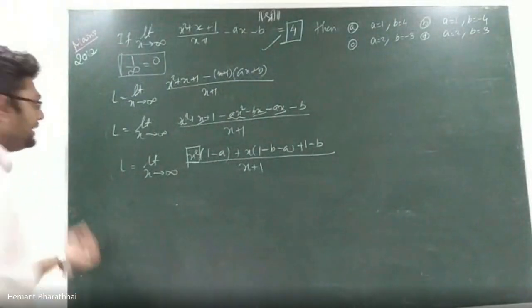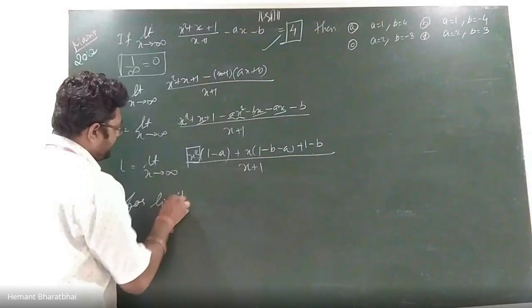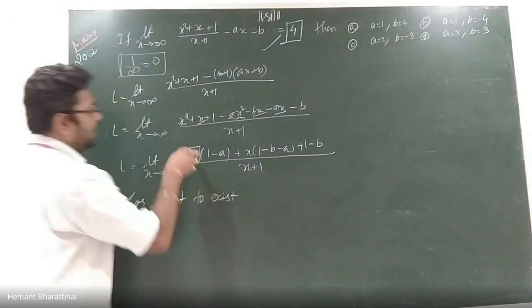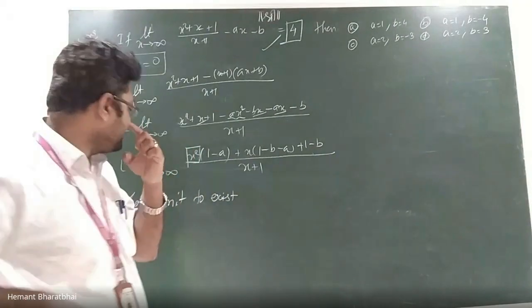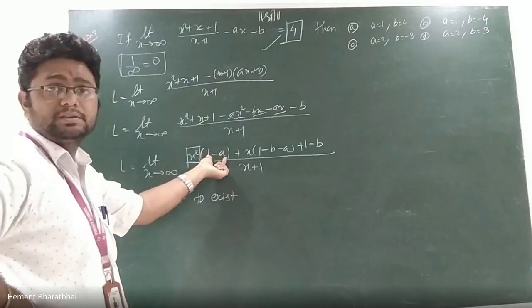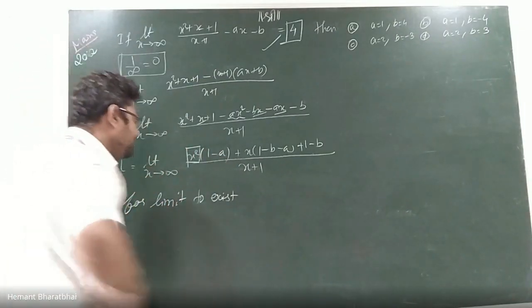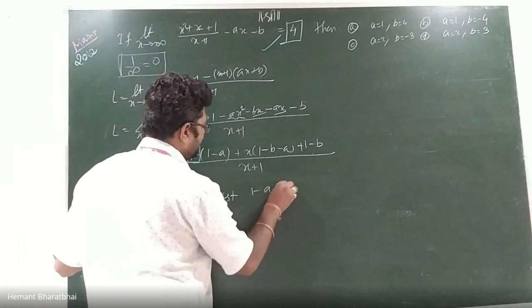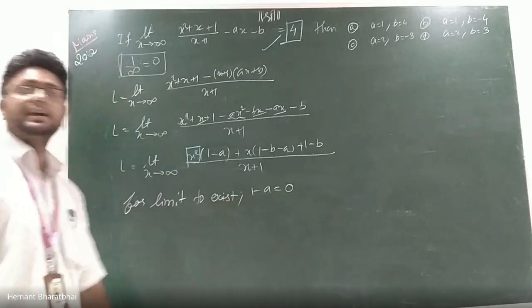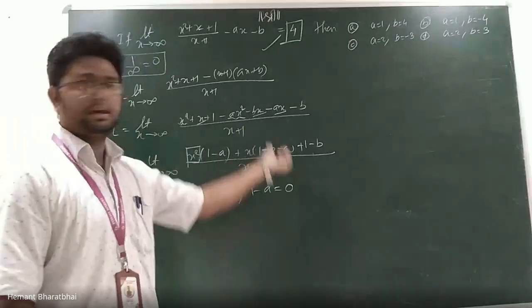It means that for the limit to exist, I should not have the x square term over there. And when this becomes 0, then only the x square term will not be there. What does it mean? It means that my 1 minus a should be 0. Only if my term 1 minus a is 0, this x square term will not be there and now the limit will exist.